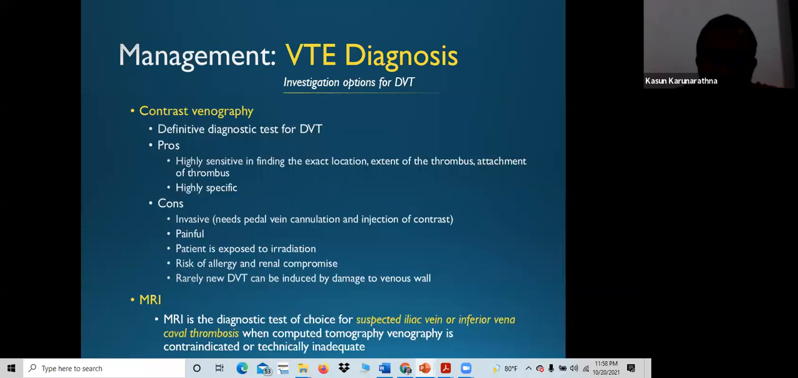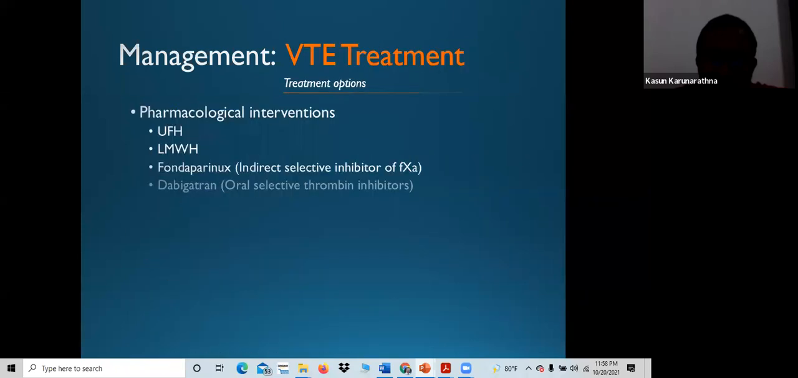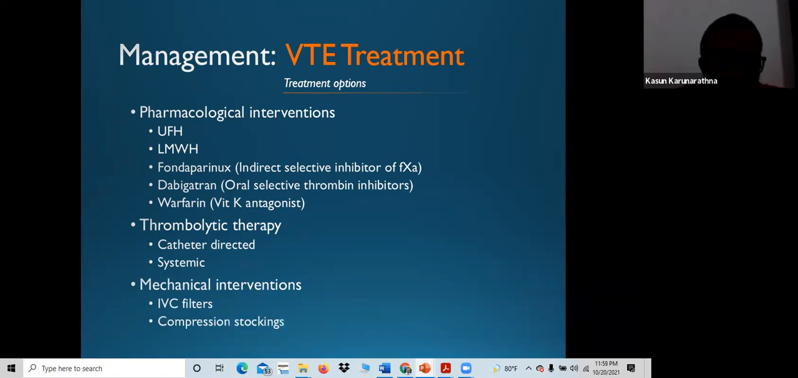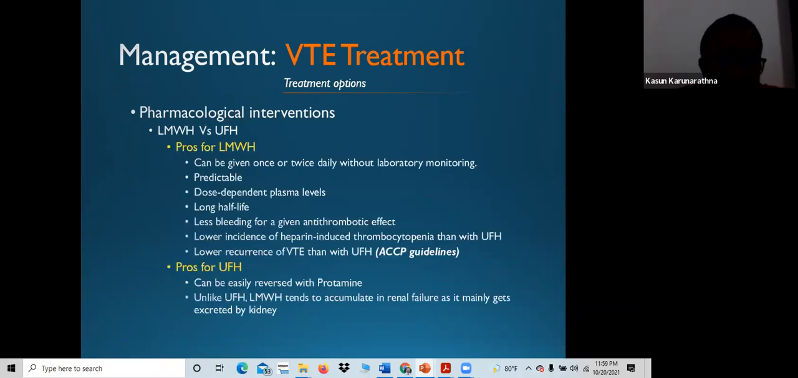Heparin, low molecular weight heparin, fondaparinux, then warfarin. Thrombolytic therapy, catheter guided. Systemic thrombolytic therapy we don't usually give. Then mechanical intervention, IVC filters and compressive stockings. And usually what we give is low molecular weight heparin, and yes, we can give both unfractionated heparin or low molecular weight heparin. There are different advantages of both of them, right?